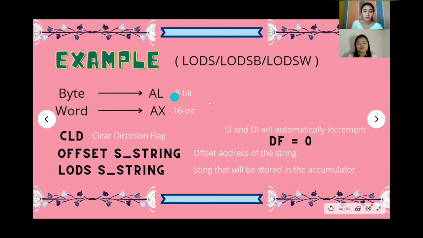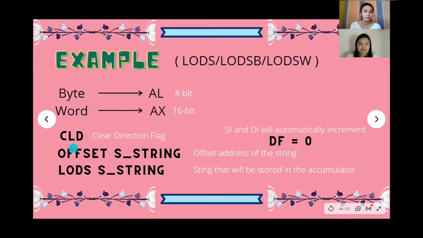Okay, so next are the examples for LODS, LODSB, and LODSW. We have here the byte, which uses the register AL, 8-bit, and the word, which uses AX, which is 16-bit. I will explain later how it gets there.